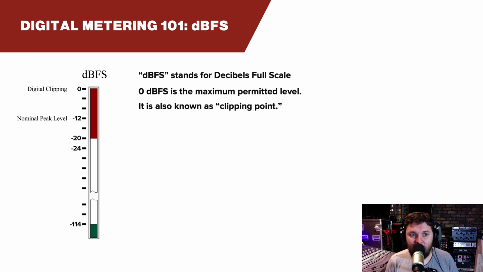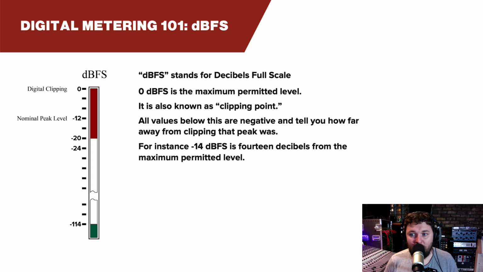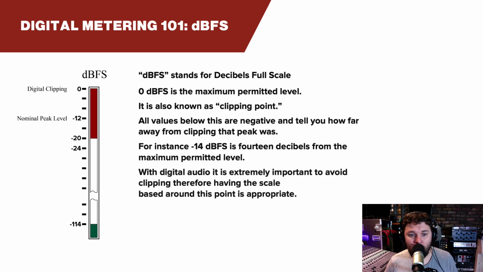Having a reference point of this maximum level is actually very, very convenient. Usually you'll see that you want to steer well clear of 0. Actually all values are negative on a dBFS scale apart from 0 itself. So for instance, minus 14 dBFS is 14 decibels from the maximum permitted level, and all levels on a dBFS meter are peak, so every single sample will have its own reading.